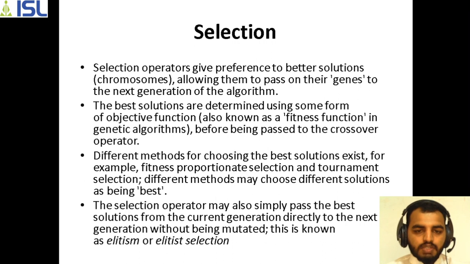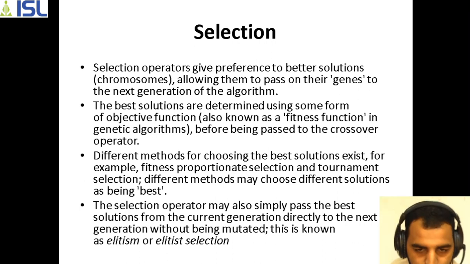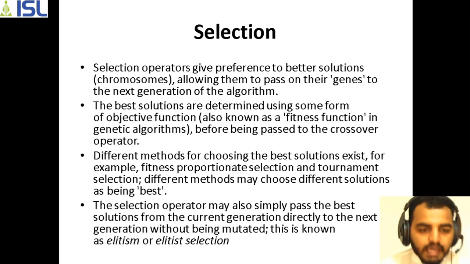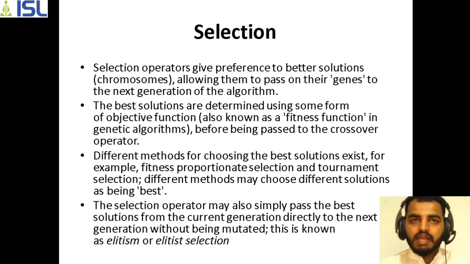Now different methods for choosing the best solution exist. For example, fitness proportionate selection and tournament selection. Different methods may choose different solutions as being the best. The next one is that the selection operator may also simply pass the best solution from the current generation directly to the next generation without being mutated. This is known as elitism or elitist selection.